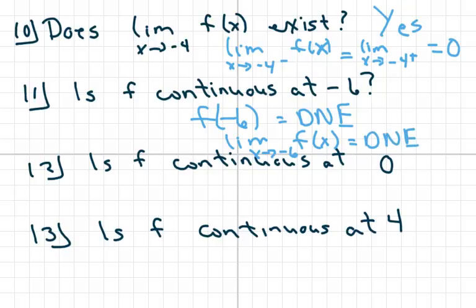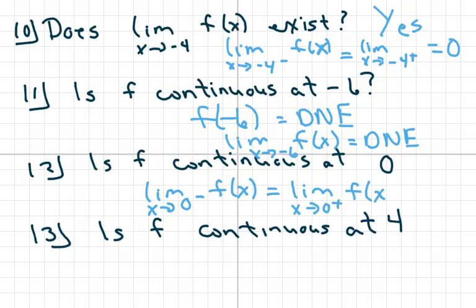Okay, is f continuous at 0? It is, because the limit as x approaches 0 from the left equals the limit as x approaches 0 from the right. And that limit equals 3. So the limit does exist, and the limit is 3. Okay?